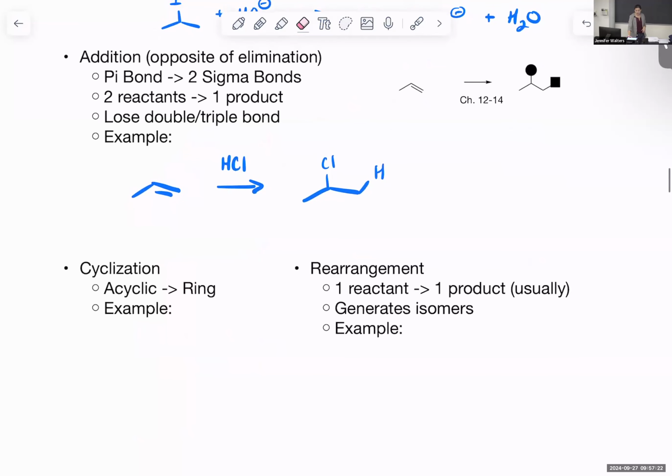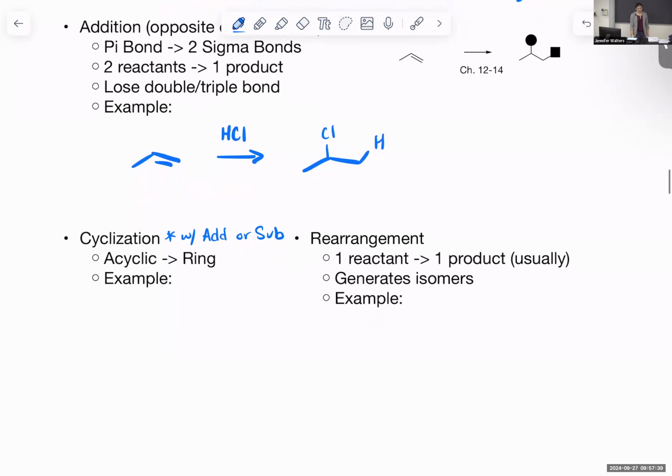We have a couple additional considerations, so they're called additional reactions. Cyclization can occur when you are doing either addition or substitution. And the whole point of it is just, we go from no ring to making a ring. So that's a cyclization. So you can have a cycloaddition, which is where you're doing an addition reaction, but it makes a ring, which would be something like this.